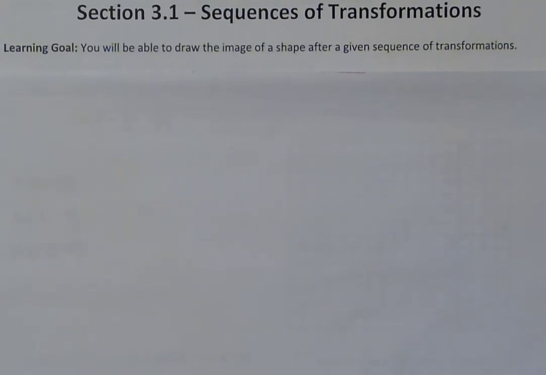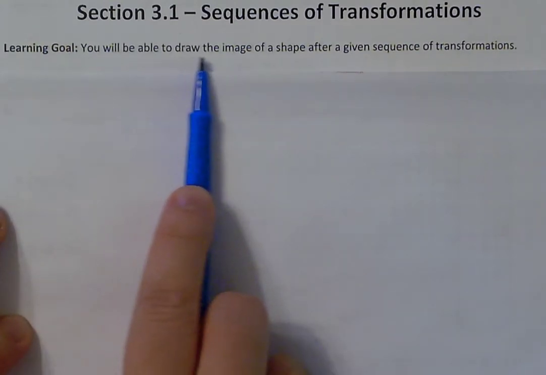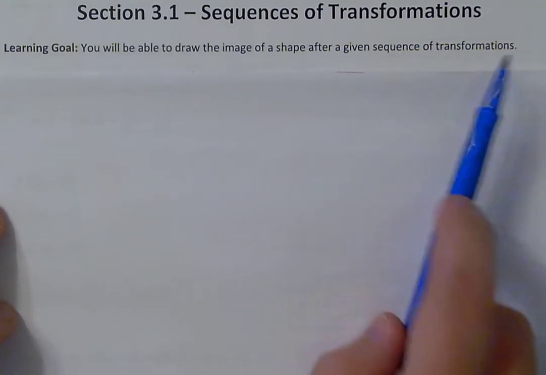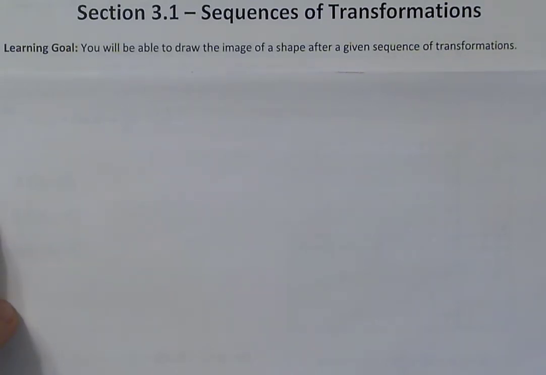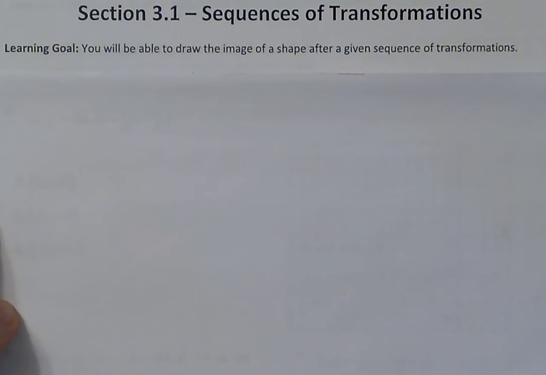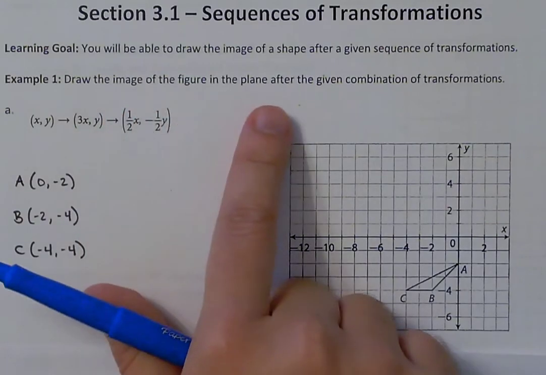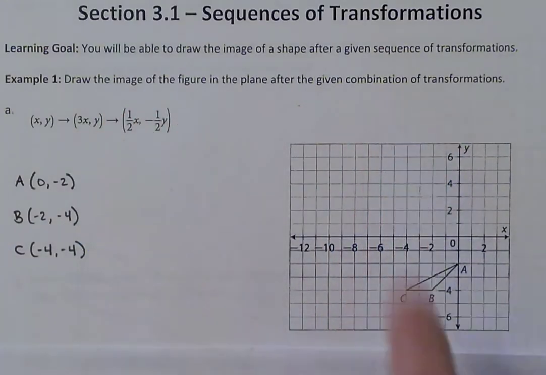So, before we jump into our first example, our learning goal for today is you will be able to draw the image of a shape after a given sequence of transformations. So a sequence could involve two different transformations, 3 or 4, whatever they ask you for each situation. Now, example 1 is going to have us draw the image of the figure in the plane after the given combination of transformations.